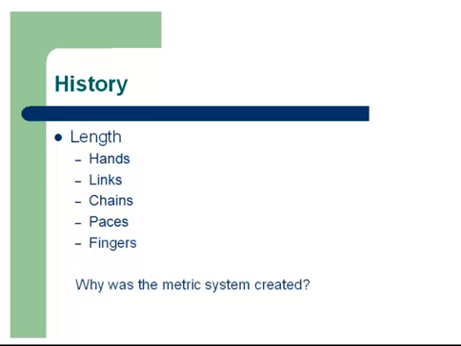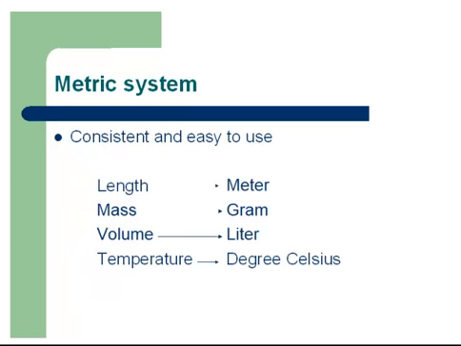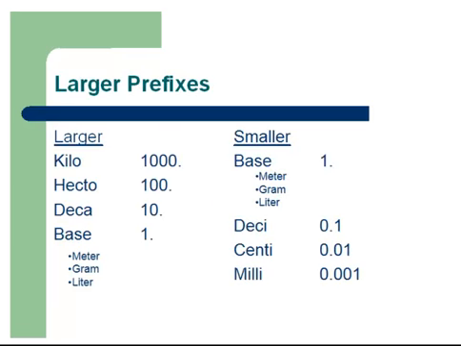So metric is very important, and it needs to be very accurate, which is why the metric system is the only system used in science. A little bit about the metric system. It's very consistent. Length, the base is a meter. Mass, the base is a gram. When you're working with volume, you would start with liters. And temperature, we're very accustomed to Fahrenheit, but in metric it would be degrees Celsius. And we'll learn how to convert all of those between our system that we commonly use, the English system, and the metric system. First of all, we'll look at just the metric system by itself.